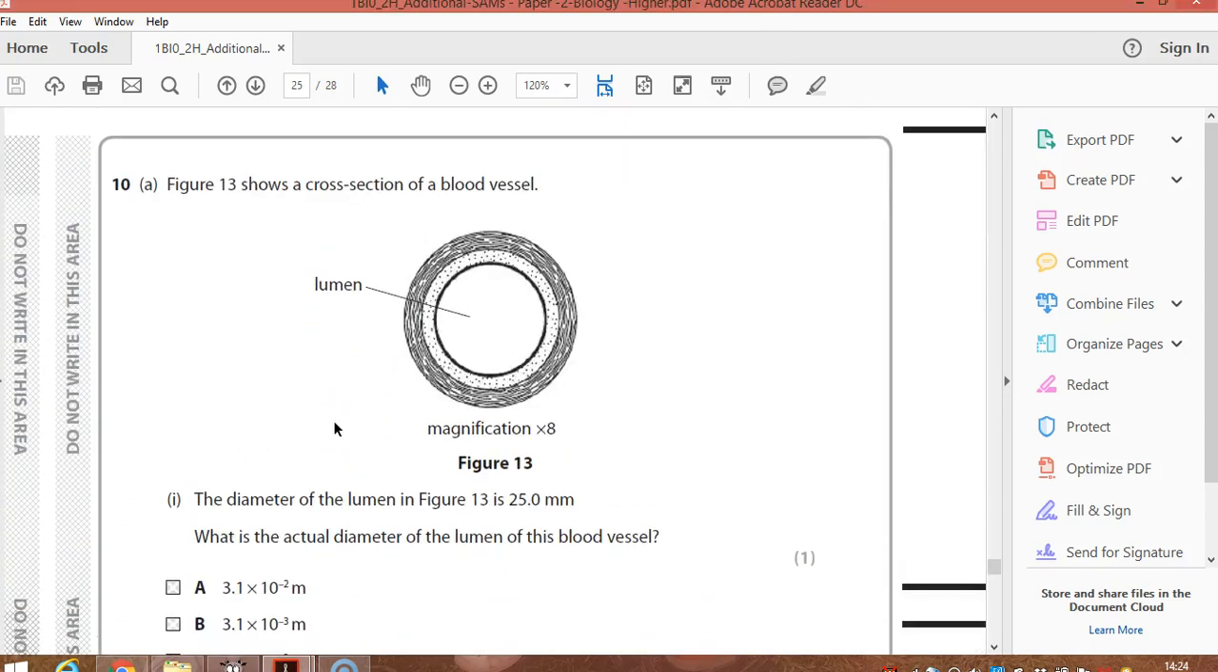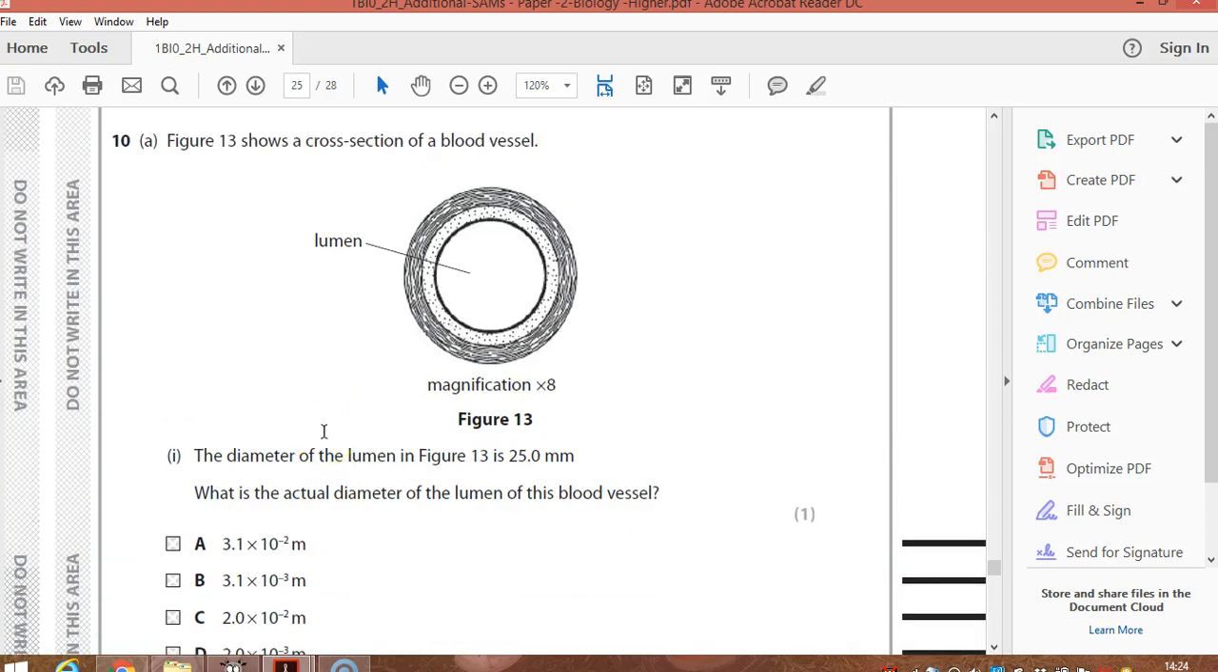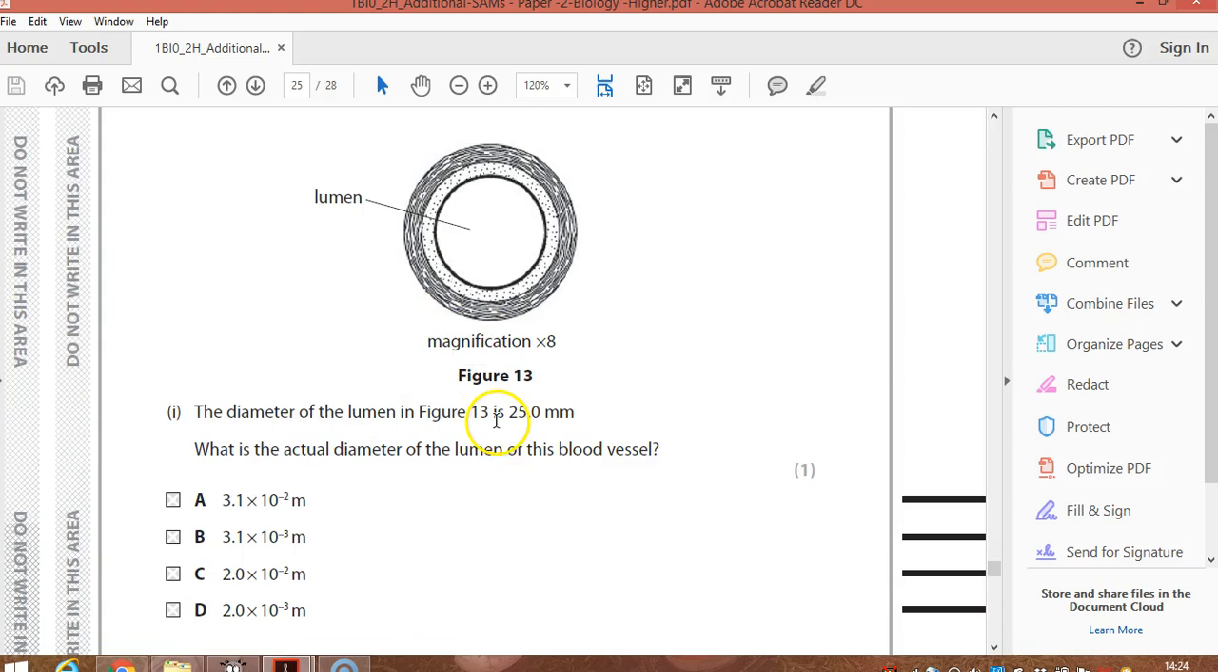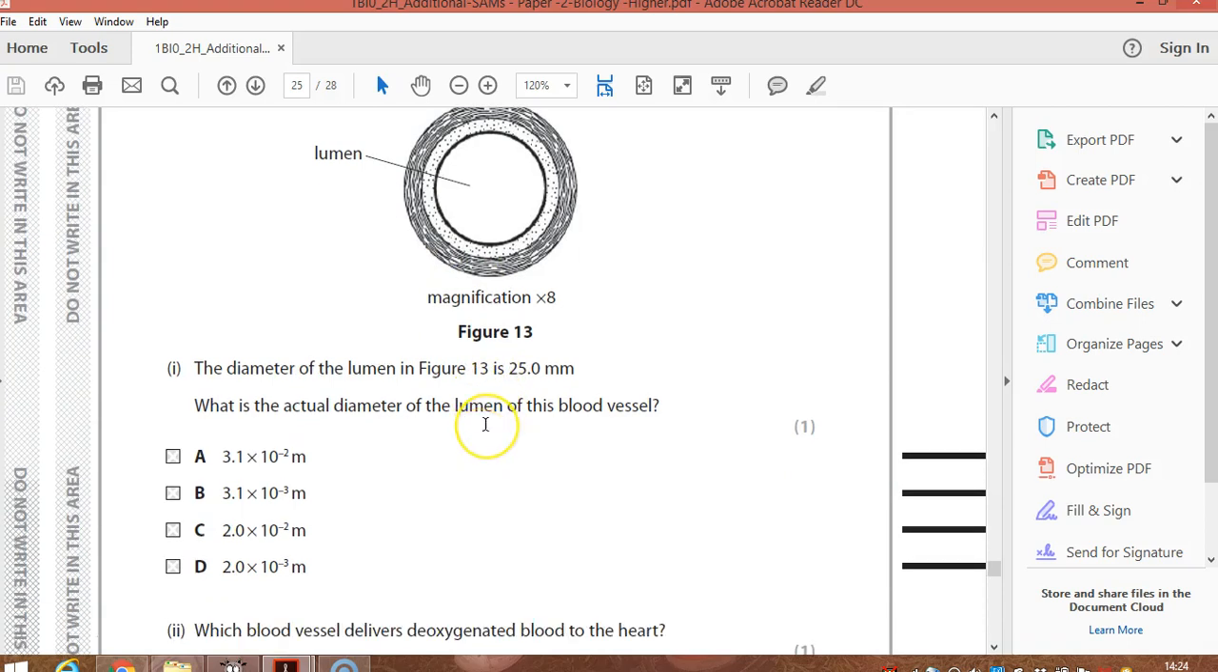Figure 13 shows a cross-section of a blood vessel. There we go. Magnification times 8. The diameter of the lumen in the figure is 25.0 millimeters. What is the actual diameter? Take care. Remember what I said about unit conversions. This is given to you in millimeters. The answers are given to you in meters.